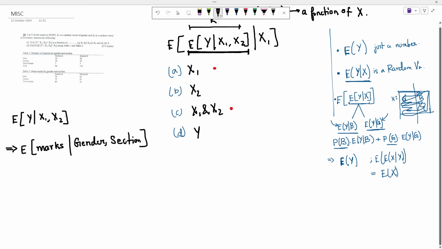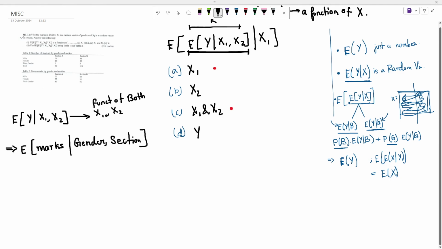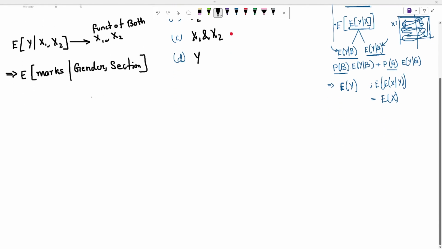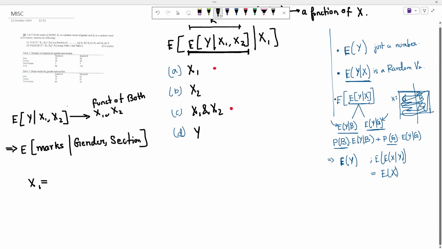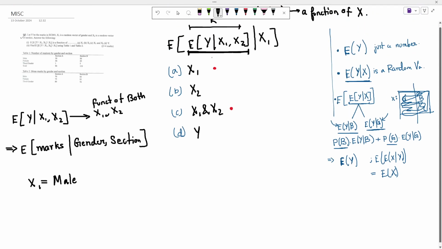Now this thing is a function of both x1 and x2, but in this expression you have already been given x1, right? So we are finding the expectation of whatever this is given x1, so we know that x1 is going to vary. So let's just do that. If we fix x1 to be, let's say, male, x1 was gender, right? Then what does my expression boil down to?